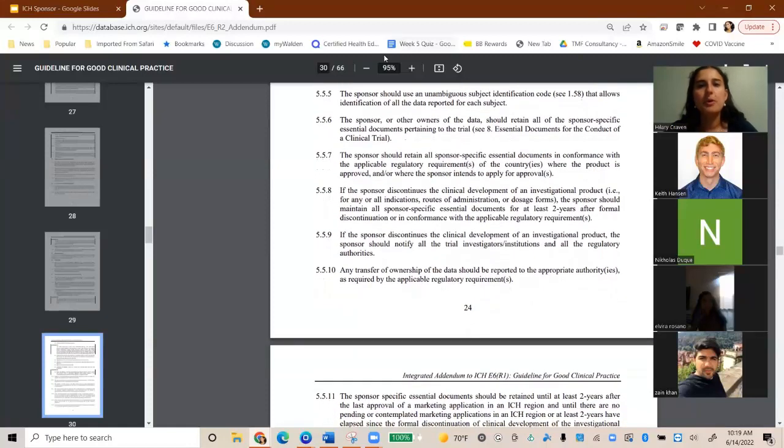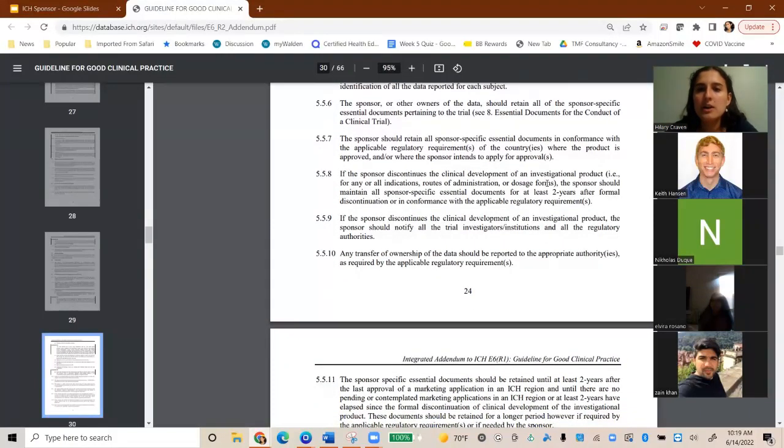And then the sponsor and other owners of the data should retain all the sponsor-specific essential documents pertaining to the trial, right? It'll talk about essential documents, which we actually covered a long time ago, but we can go into that again as part of this document. And then as we saw down here, it talks about 2 years, and we mentioned that this is the minimum, and this is if the studies are running off of these ICH guidelines for good clinical practice, right? A lot of places have stricter rules, which means they need to keep the records for longer, but basically 2 years is the minimum.